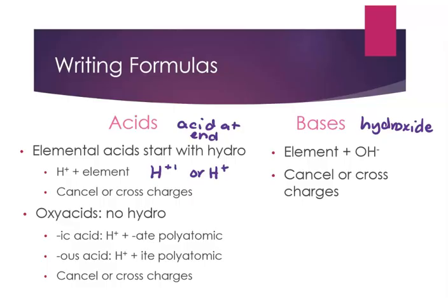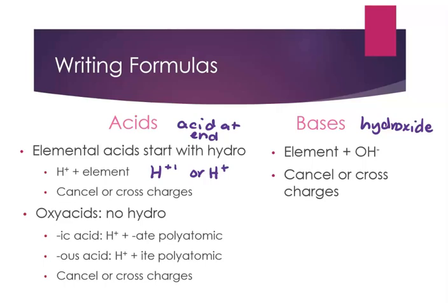If there is no hydro, it's an oxyacid, and I flip to the back of my periodic table and reverse what I did when I named the compound. When I named them, if it ended in ATE, I changed it to IC. So if the name of your formula ends in IC acid with no hydro, then I'm going to look at the ATE form of my polyatomic ion. If my acid ends with OUS, then I'm going to look at the ITE version of my polyatomic ion. I'm still going to have H plus. The second part is going to be the polyatomic ion, and I'm going to cancel or cross charges.